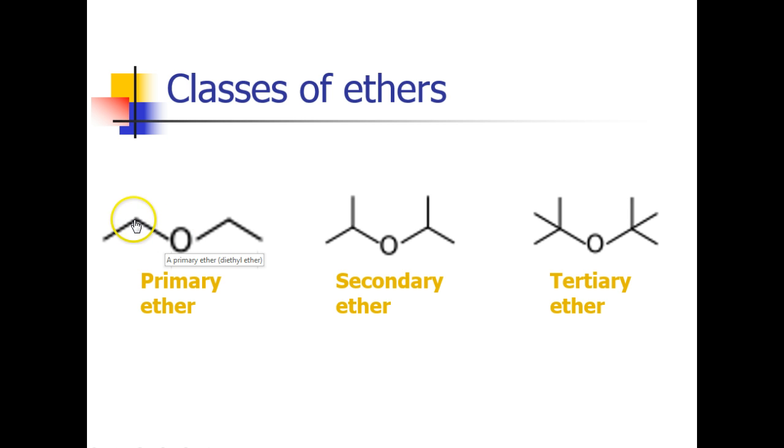This one has only one carbon chain, and then there are two hydrogens coming off of there. Therefore we have a primary ether. Here we have two carbon chains coming off of the central carbon, so it's a secondary. And tertiary is when there are three carbon chains coming off the central carbon.